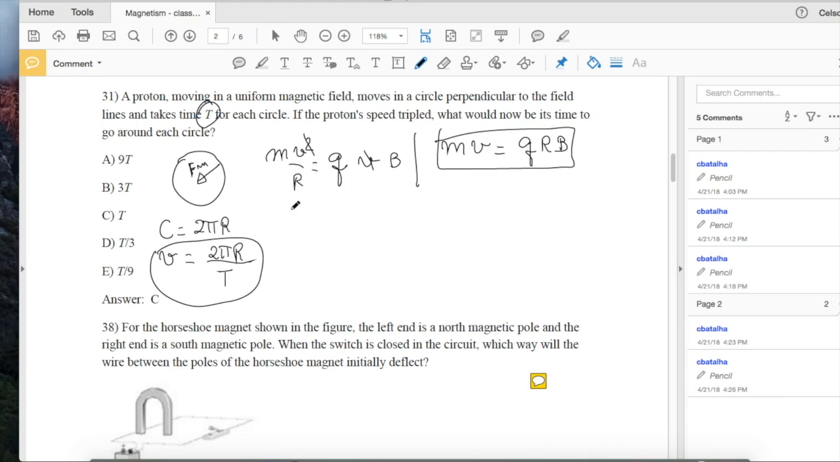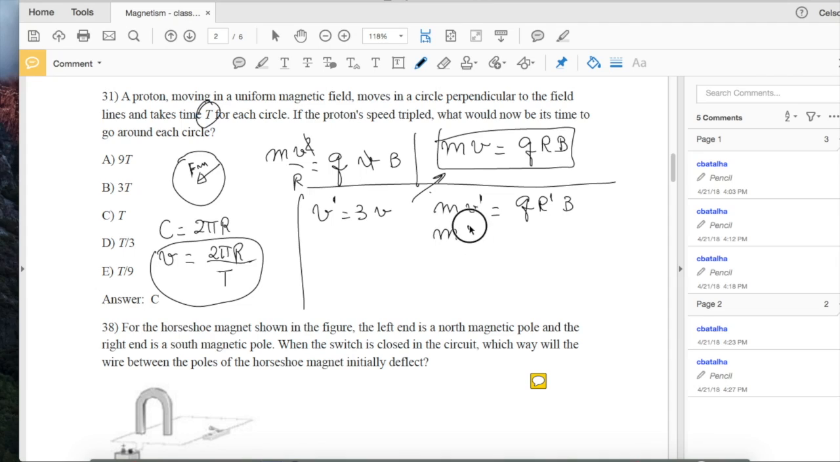So that's the period. Now, if the proton speed is tripled, what would now be its time to go around the circle? So if we go to a new velocity that is 3 times the previous one. So if you look at this first equation here, m v prime is equal to q r prime B. And then we can write v prime as a function of v.